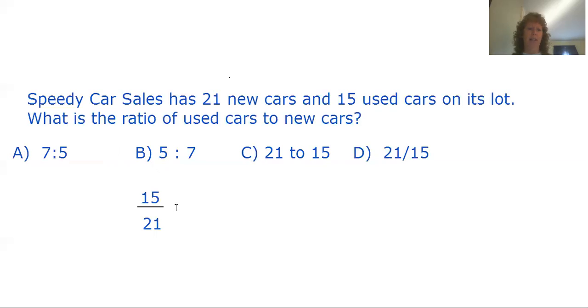So let's see what I could divide by to reduce those. 3 will go into both of those numbers. So 3 into 15 would go 5 times, and 3 into 21 would go 7. So 5 to 7, answer B, would be correct.